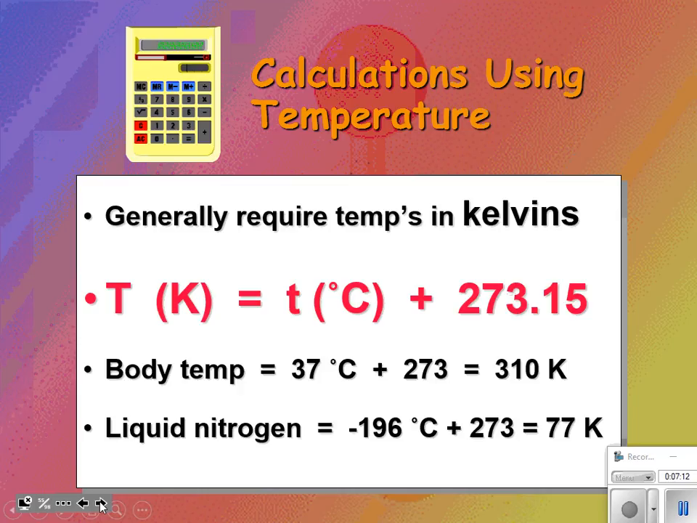Now, the thing about the Kelvin scale that I haven't mentioned yet, and why we use it in mathematics, is because the Kelvin scale does not have any negative numbers.